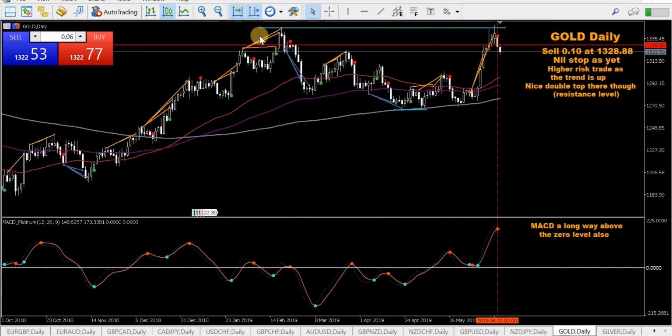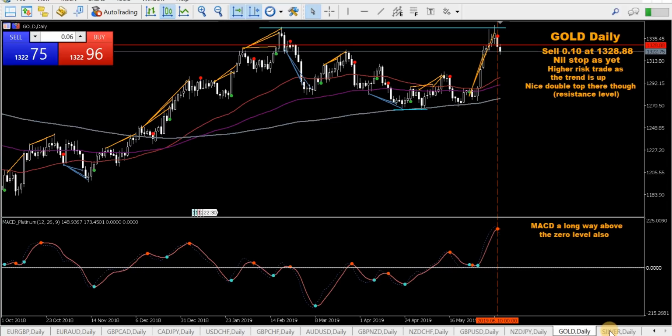Gold, I think I took a sell this morning. Big double top up here. That's good. I like this. MACD's a long way above the zero level. Long way. You know, if you just look left, it's pretty high. So I took the sell there. It's going all right so far. So I'm trying to aim down to those MAs if that's the case.